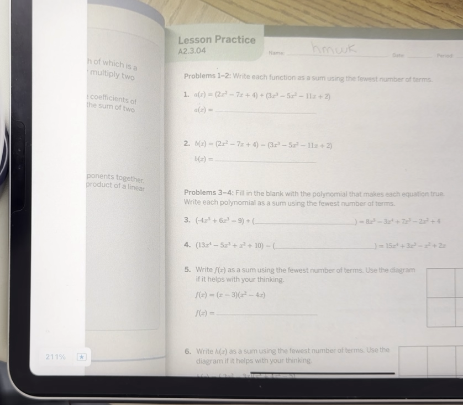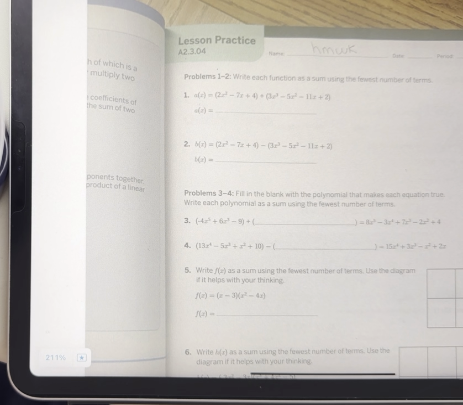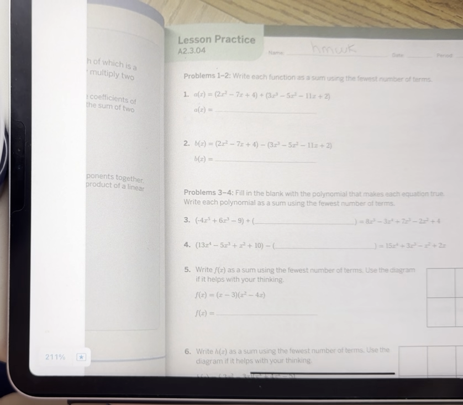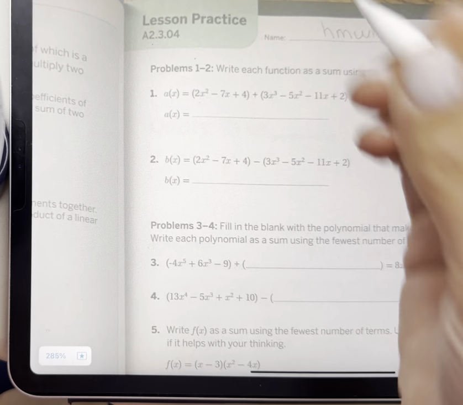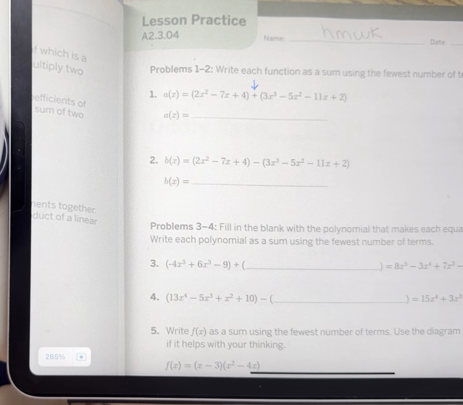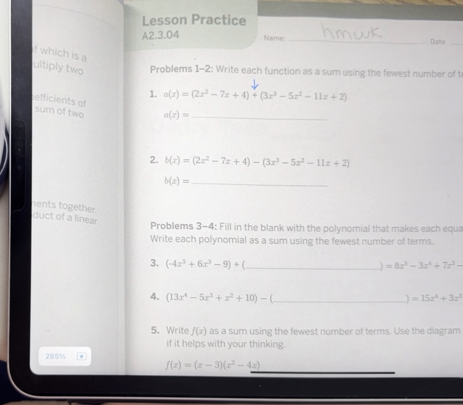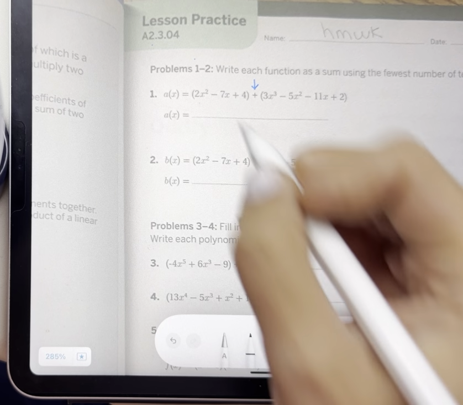That's okay. So let's do 3, 4. Okay, this first one. We're going to perform the operation they want me to perform. In this one, all they want is for me to add these. When they want me to add it, all I'm doing is combining like terms. So let me show you.